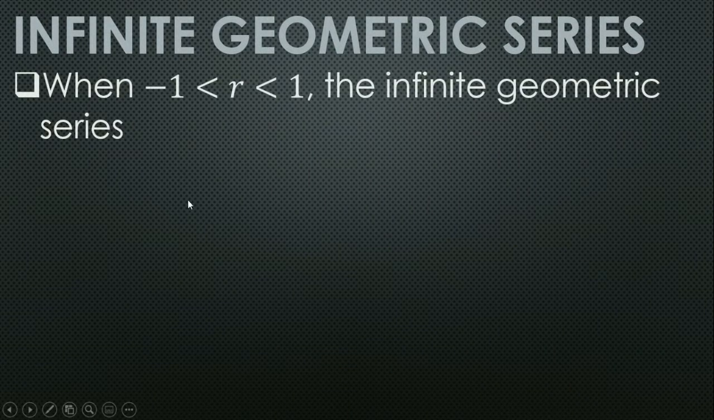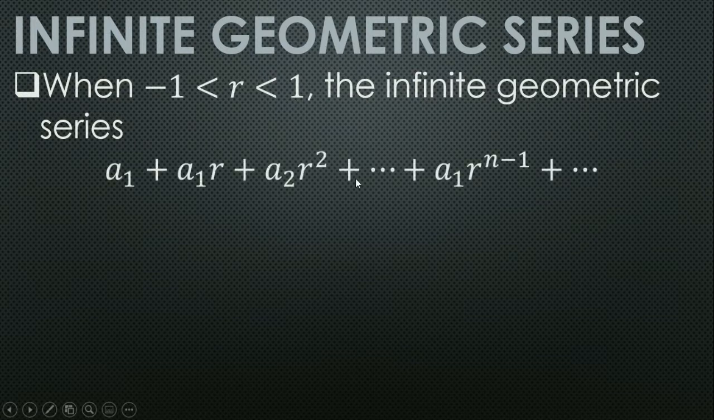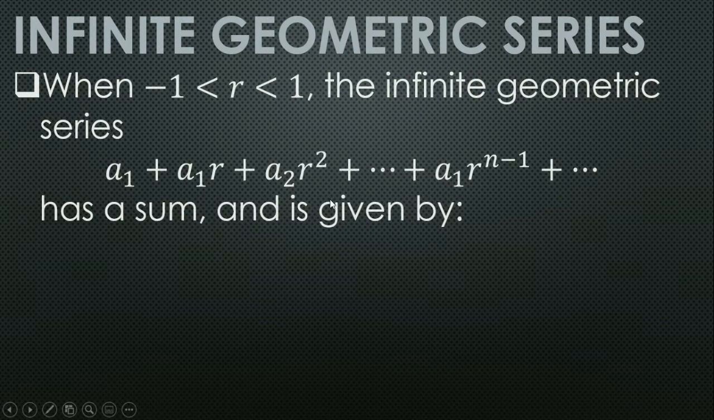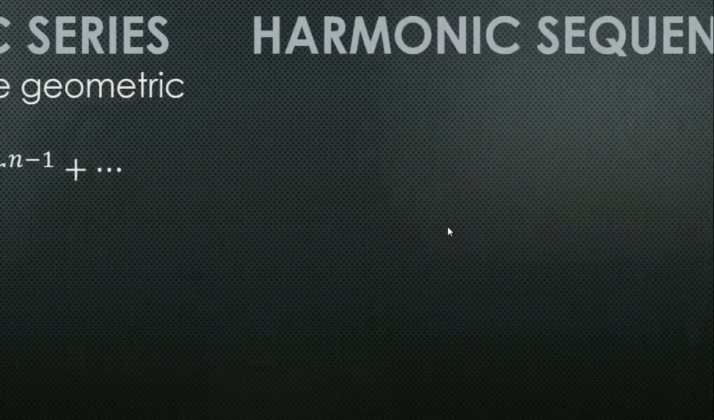Infinite geometric series. So when r is in between negative 1 and 1, the infinite geometric series can be solved. The sum can be solved and is given by s is equal to a sub 1 over 1 minus r. This is the formula in solving for the sum of an infinite geometric series. So kapag nakita mo na yung terms, ang kanyang common ratio ay in between negative 1 and 1, we can use this formula to identify the sum of that infinite geometric series.